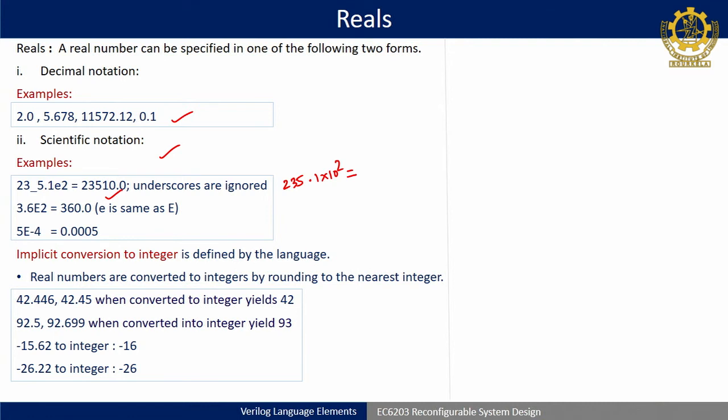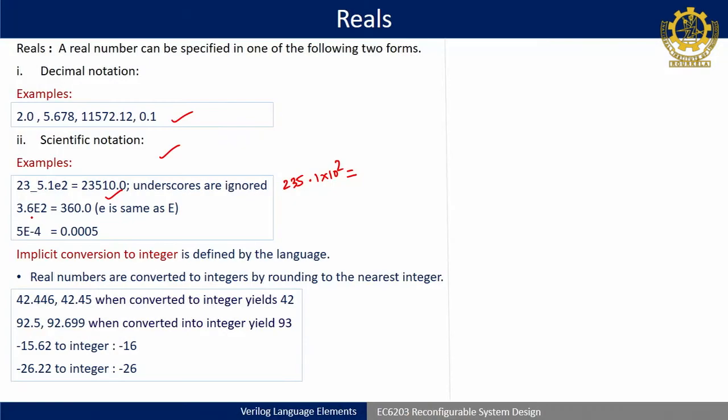Whatever portion I am covering today or maybe next class will be a bit similar to C. Only the modeling style is different, because C does not directly support hardware modeling. Underscores are ignored, they are only for better readability.